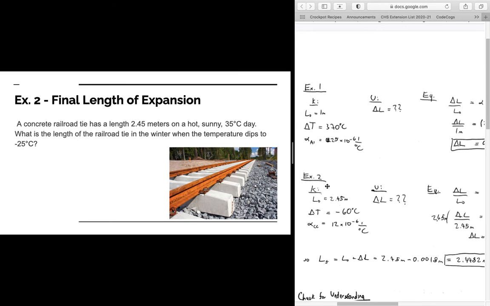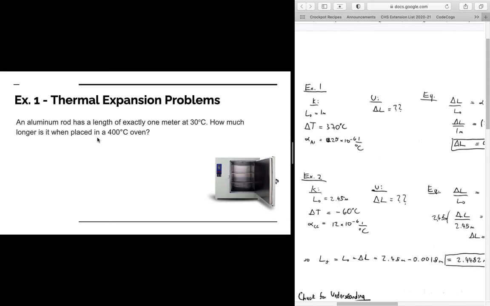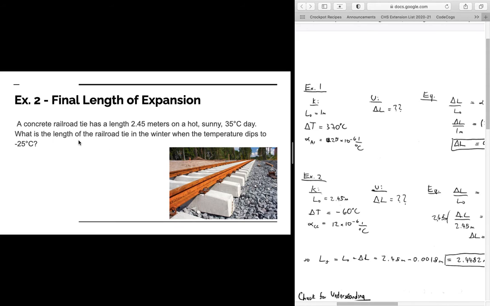Okay? So a concrete railroad tie has a length of 2.45 meters on a hot, sunny 35 degrees Celsius day. All right, what is the length of the railroad tie in the winter when the temperature dips to negative 25 degrees Celsius? So notice here that the problem doesn't ask us to find the change in length, it asks us to find the final length, okay? So we need to find delta L, but delta L is not going to be the end of the story because we're going to use delta L to calculate our final length, okay?